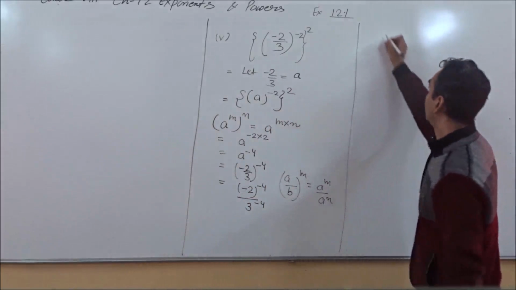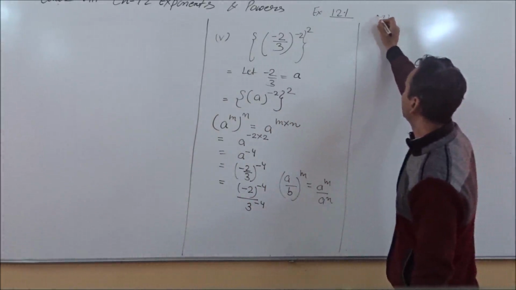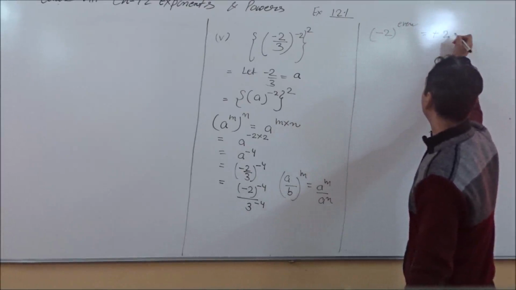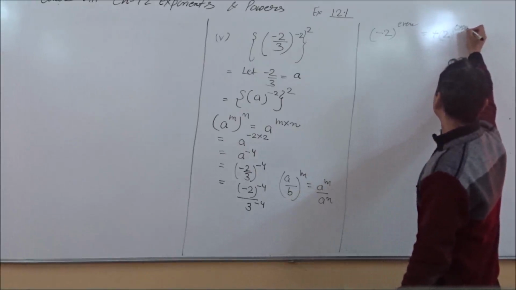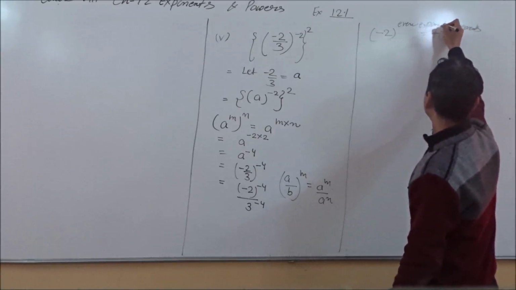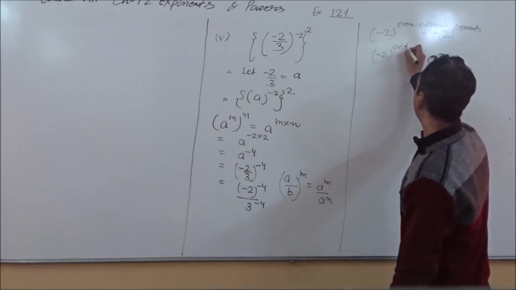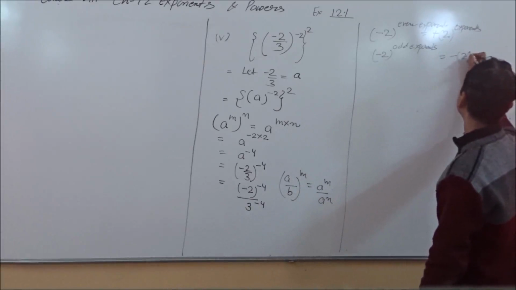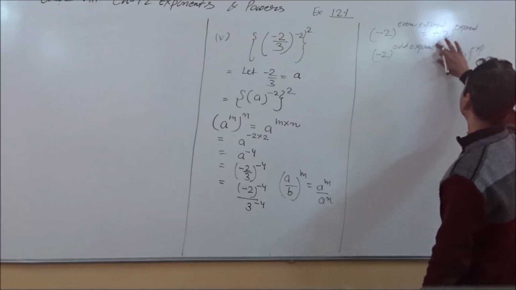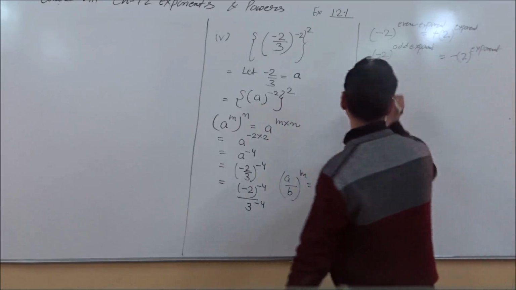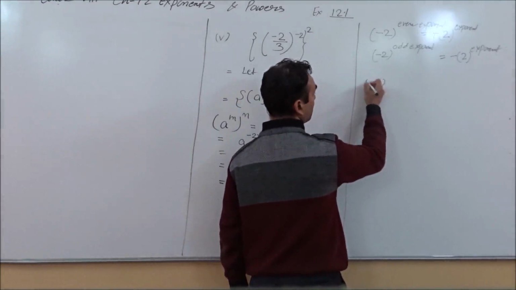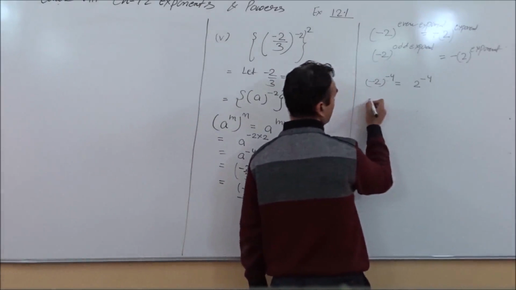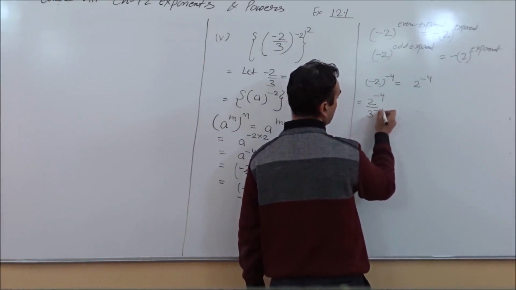Minus 2 raised to power minus 4. If you note down here, if there is a negative with a number, and the power is even, then it will become positive. Even exponent. And if it is a negative with an odd exponent, then it becomes negative. Here is given minus 2 whole power minus 4. Minus 4 is an even number, you can see. So it becomes 2 raised to minus 4. And here is 3 raised to minus 4. So there is no problem. So we can write here 2 raised to minus 4 upon 3 raised to minus 4.